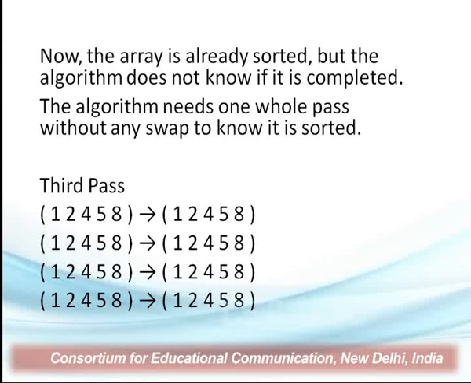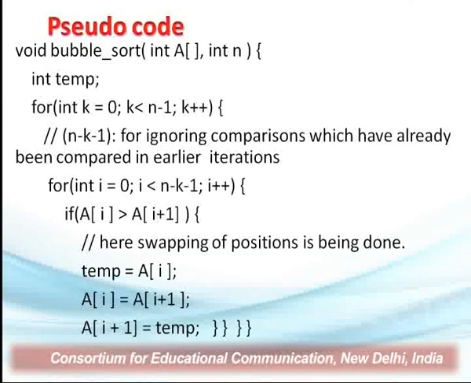because the array was already sorted but the algorithm was not aware of it. So this is a kind of, you can say, disadvantage. Even if your array is sorted, it does not require any swapping. Some extra passes will be taken by the algorithm. This will be taken care of in the optimized version of the bubble sort technique.